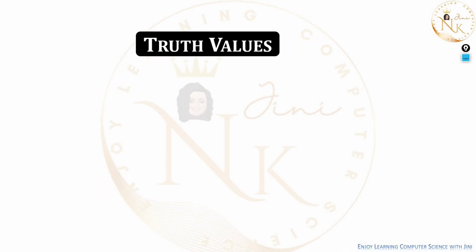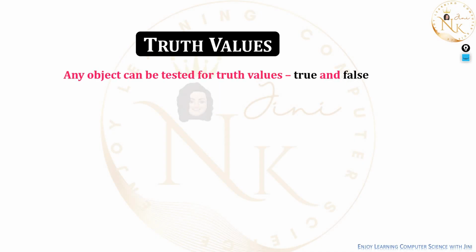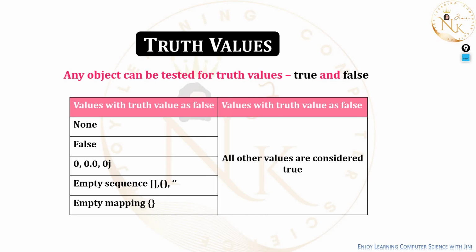Now, truth values. Any object can be tested for truth values. We studied truth values, right? True and false. If the value is None, if the value is False, if it is 0, any type of 0, whether an integer, a float, or a complex number, then an empty sequence, parenthesis, square brackets, then an empty mapping, all these truth values will be false.